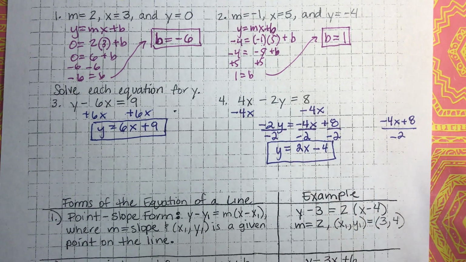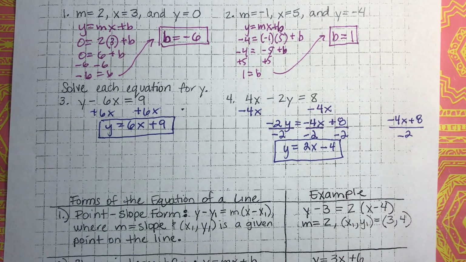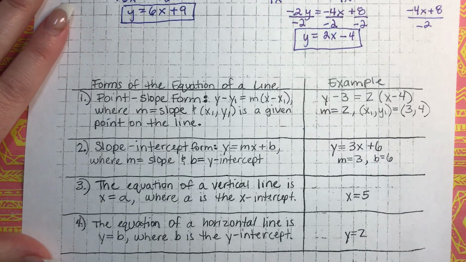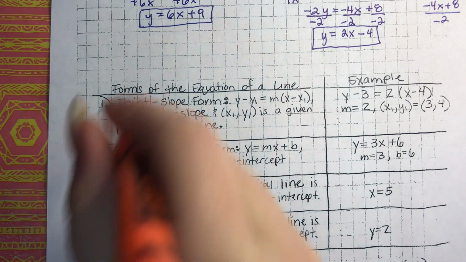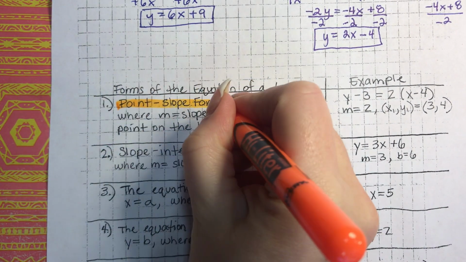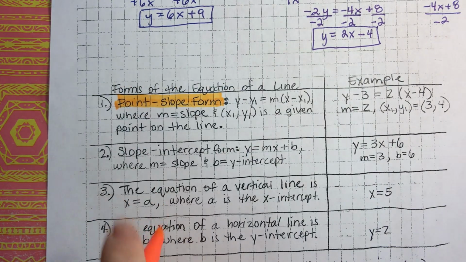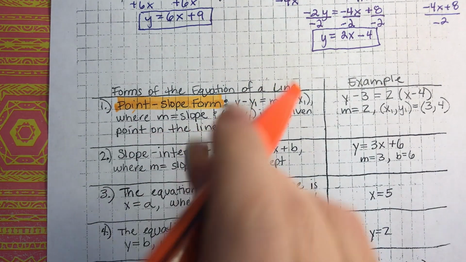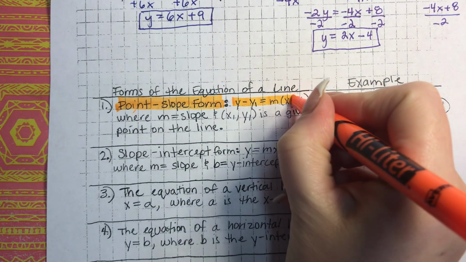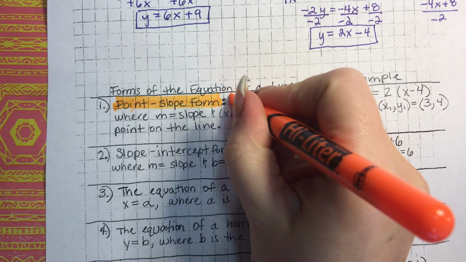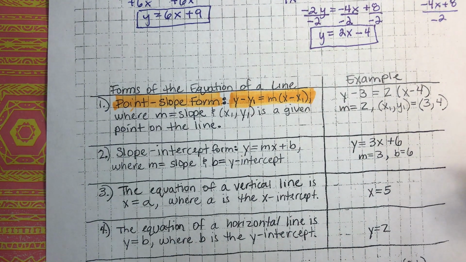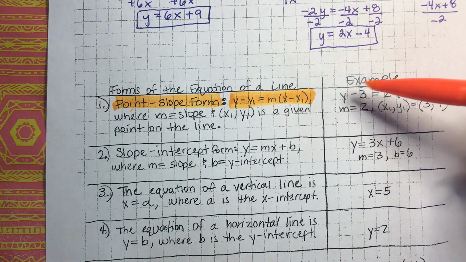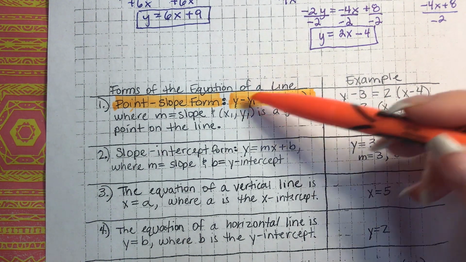If not, go ahead and change your notes so they look exactly like mine. Now let's go over some different forms of the equation of a line, okay? The first form is called point-slope form. The point-slope form gives you two things: a point and a slope. And this is the form right here: y minus y1 equals m multiplied by the quantity x minus x1. You should have learned this in algebra, and some of you even in pre-algebra, so this should not be foreign to you.